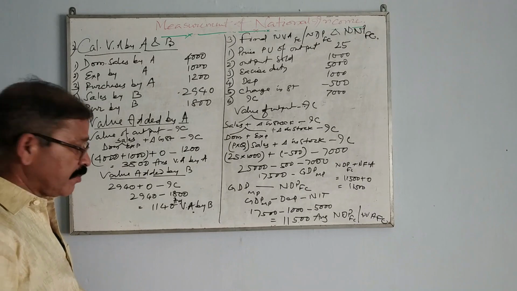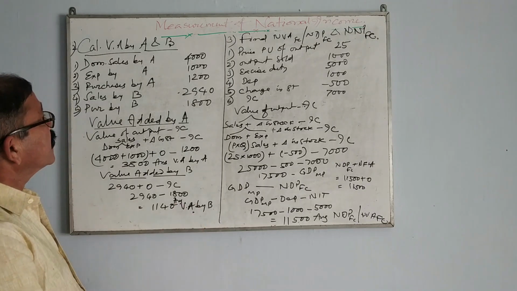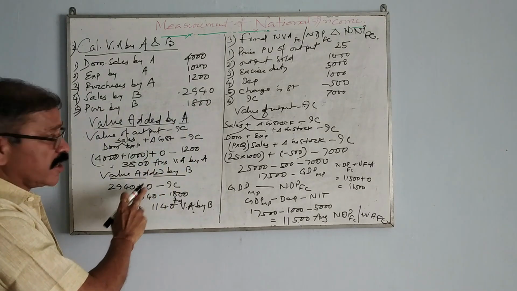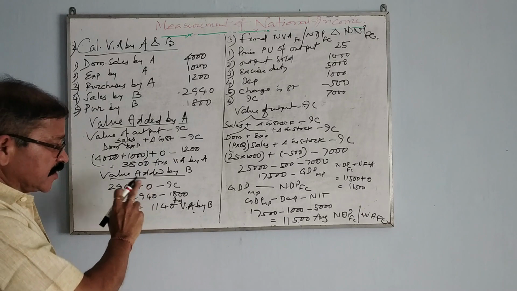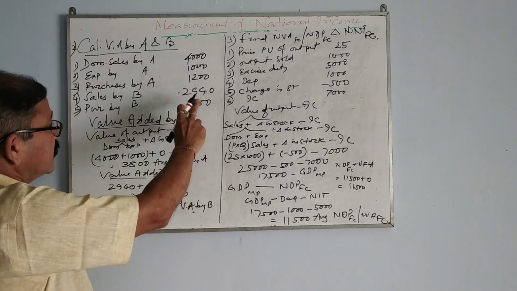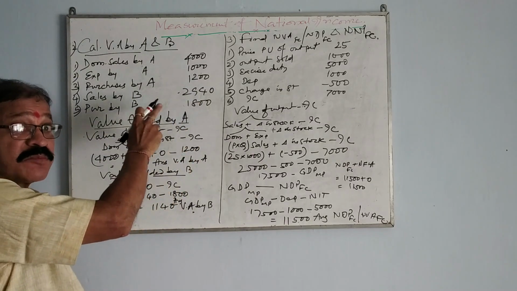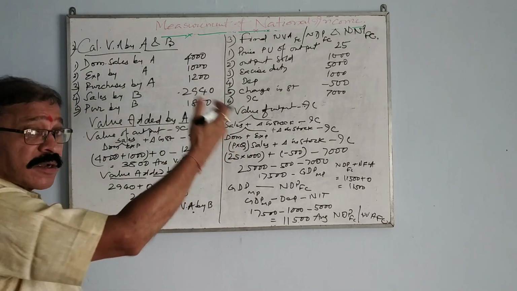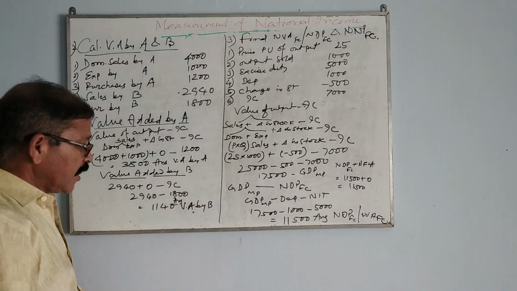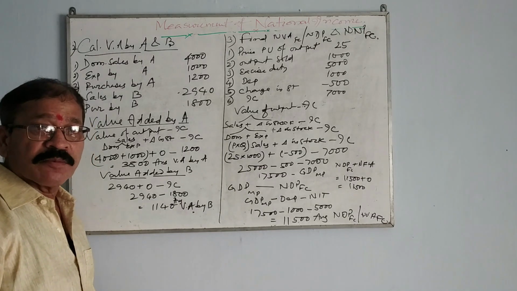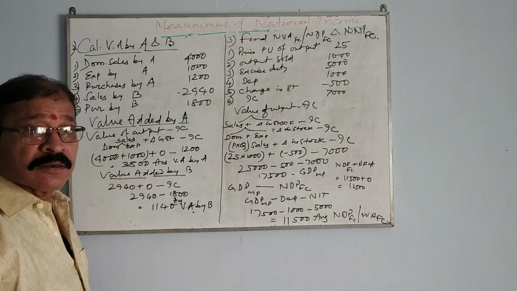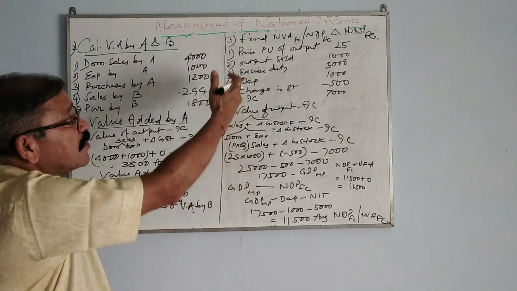Now value added by B. So what are the sales of B? Sales of B is 2,940. Change in stock is not given, so plus 0. What is IC? That means what help B is taking from others. Just see purchases by B, maybe from some other company. So that is 1800. So 2940 minus 1800 is 1140, the value added by B. Okay, this is sum number 2.